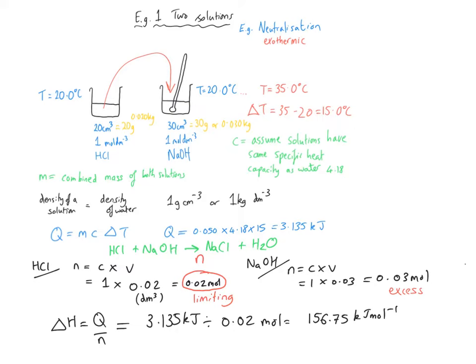156.75 kilojoules per mole. And we need to recognise that this is exothermic because the temperature went up, so we need to put that negative symbol in here. And then finally we need to round it to the correct number of decimal points.